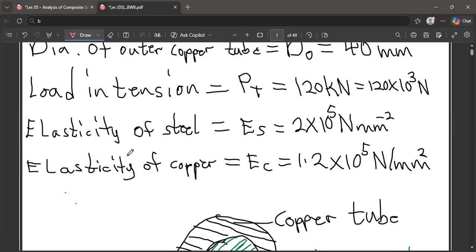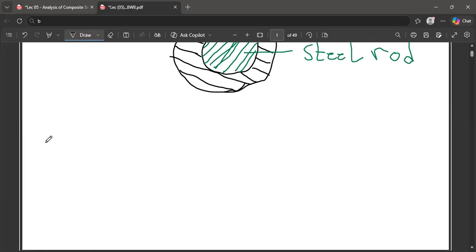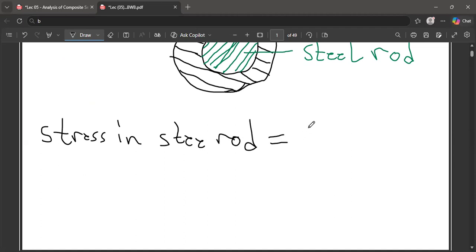So what did we leave out? One thing we left out is that our stress was unknown. Let me say the stress in steel rod. We don't know it. I would just denote it as this, and it is unknown. That is what we are going to be looking for.